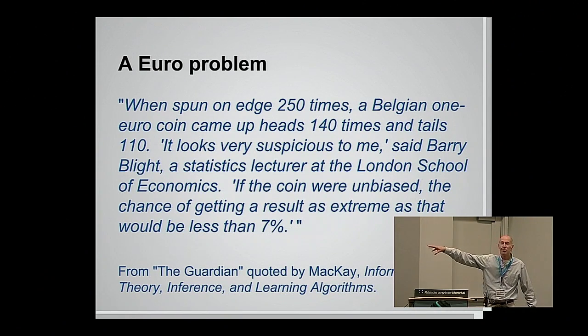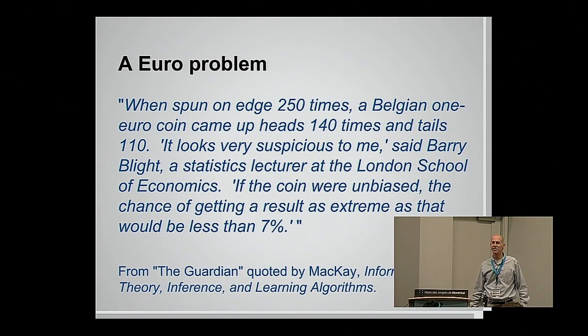They took it to a statistician who computed a p-value. If you're familiar with classical statistics, the p-value is the probability of seeing an outcome like that, an outcome that is as extreme or more extreme than that, if this were in fact a fair coin. And in this case, that turned out to be 7%, which is on the border of being statistically significant.